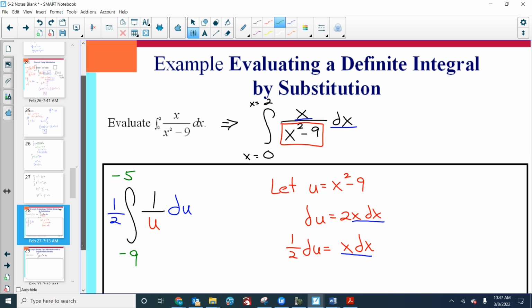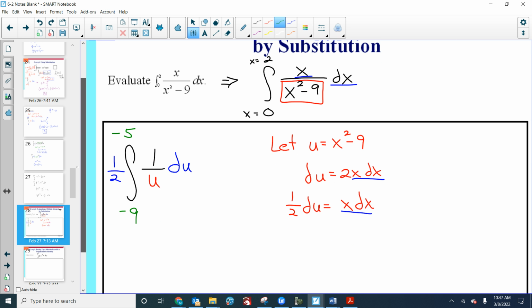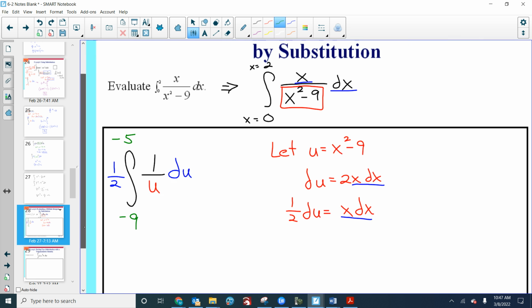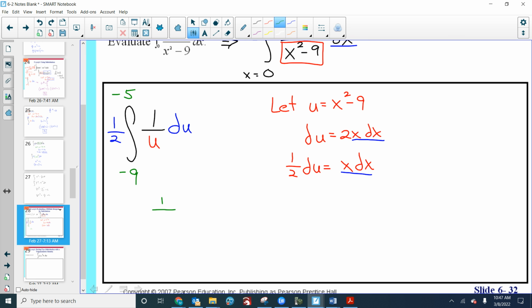All right. Here we go. Antiderivative time. 1/2 goes along for the ride. 2ln or not 2ln? ln absolute value u. Did you have that absolute value? Yes. Next step, did you have the plus c? Yes. From -9 to -5.